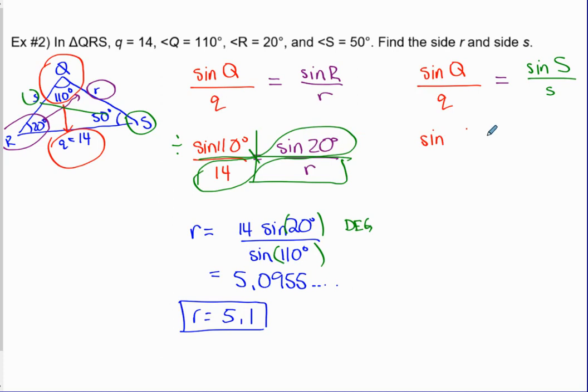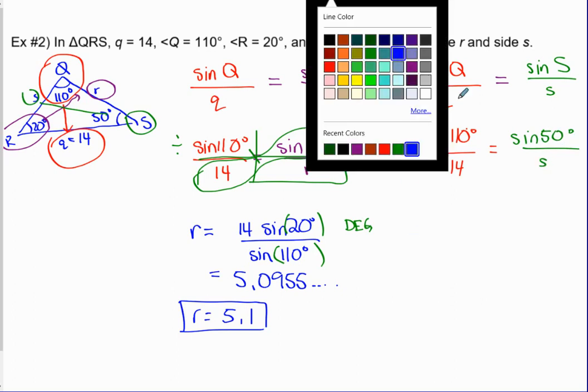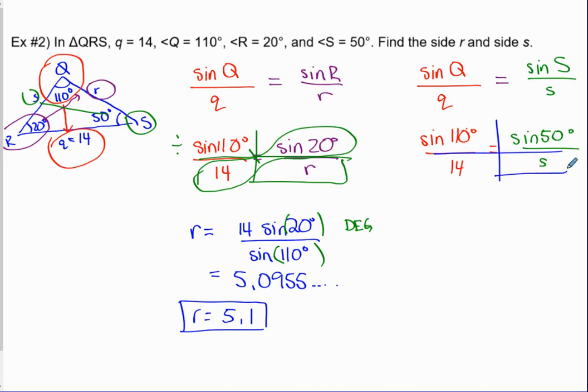So sine Q over Q equals sine of S, so S is 50 degrees, divided by trying to find its side. All right, so looking for this, we'll divide by the one across and multiply the other two. So S equals 14 times sine of 50 degrees divided by sine of 110 degrees.